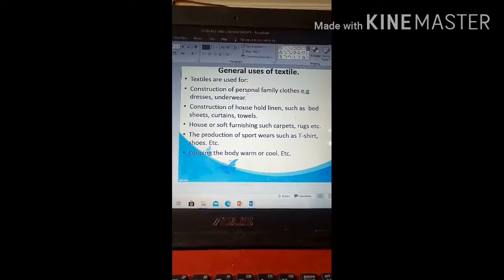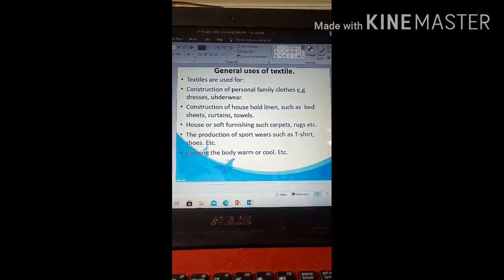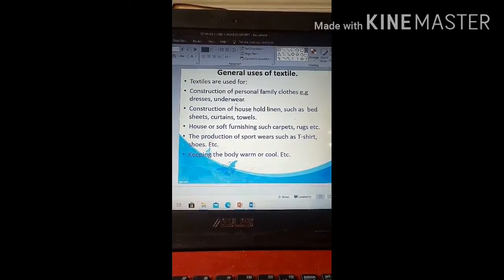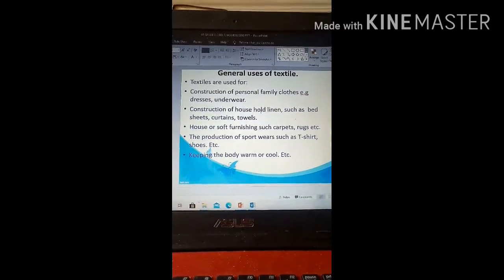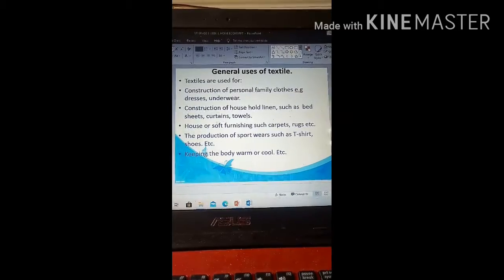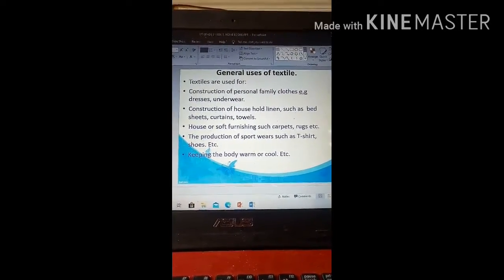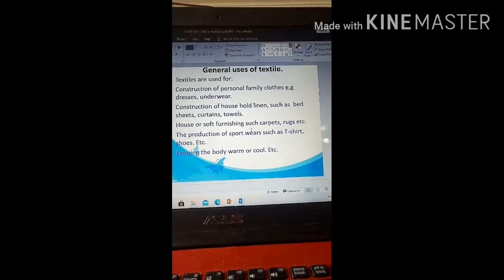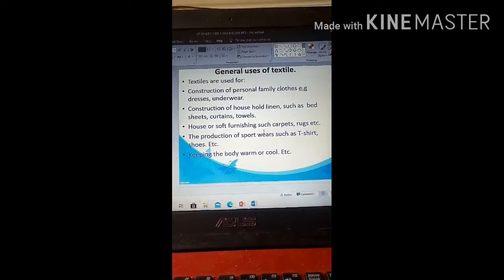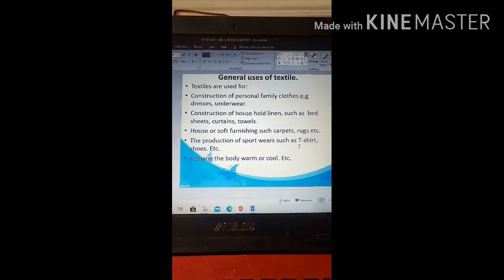Then what do you use textile for? The first one is that textile is used for construction of personal family clothes, e.g. dresses, underwear. You can use it to construct your household linen, such as your bed sheets, your curtains, and towels. You can use it for house or soft furnishing, such as carpets, rugs. You can use it for production of sportswear, such as t-shirts, shoes.